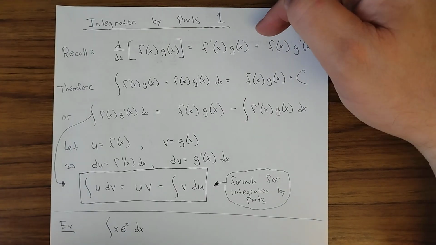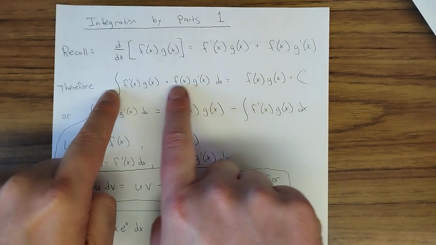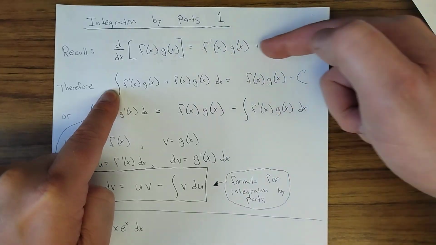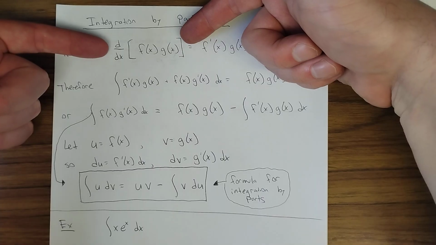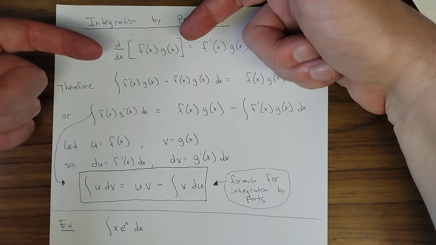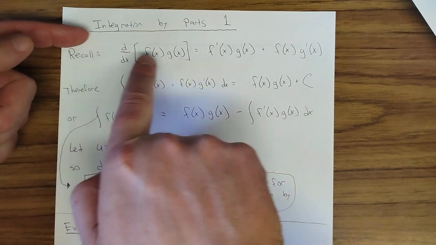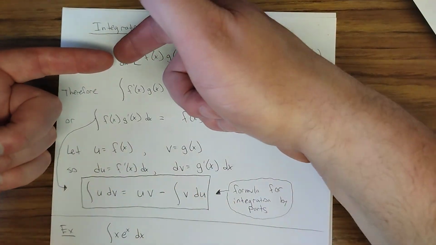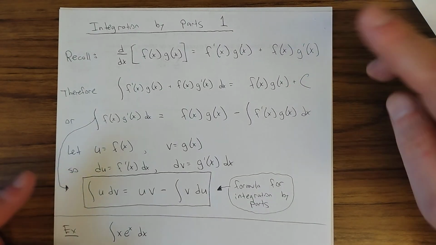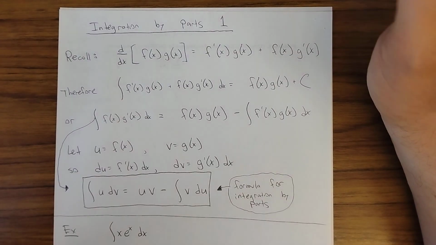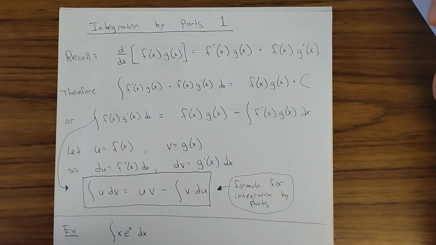Now, if I were to take the antiderivative of both sides, on this side I just have the antiderivative of the thing on the right. And that antiderivative should equal the antiderivative of what's on the left. Of course, what's on the left is just the derivative of something. So if I take the antiderivative of a derivative, I just get the thing inside. So I get f of x times g of x, and I'm going to write plus c because these are indefinite integrals. So this indefinite integral is f of x times g of x plus c.